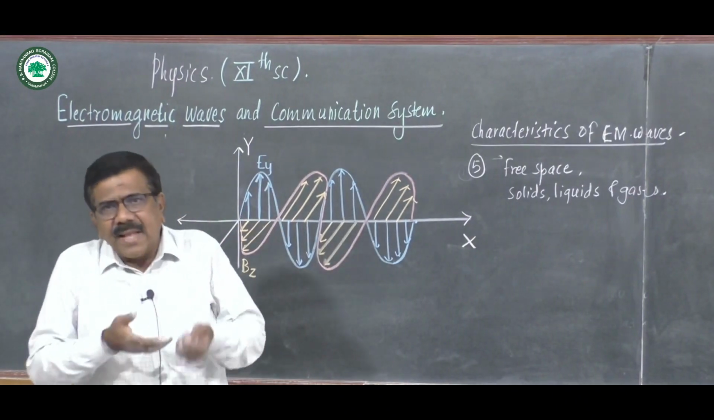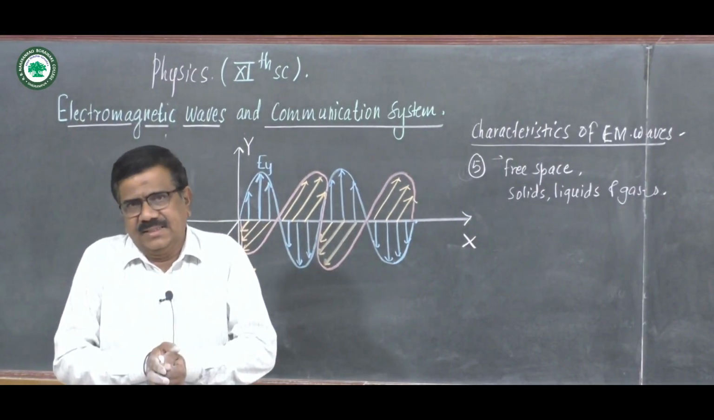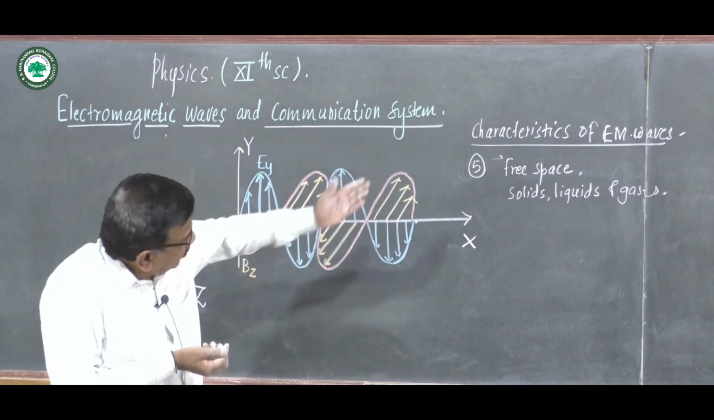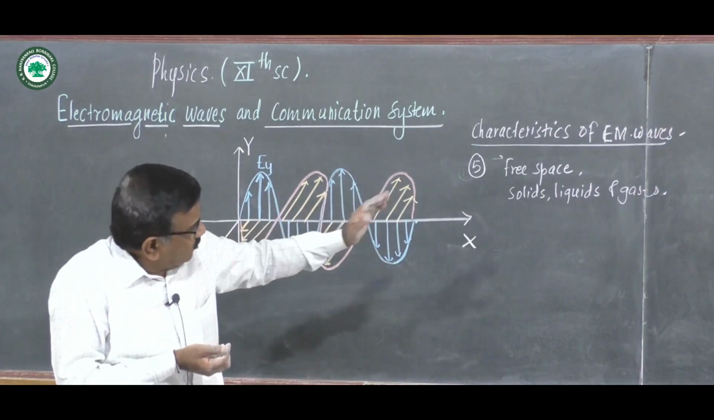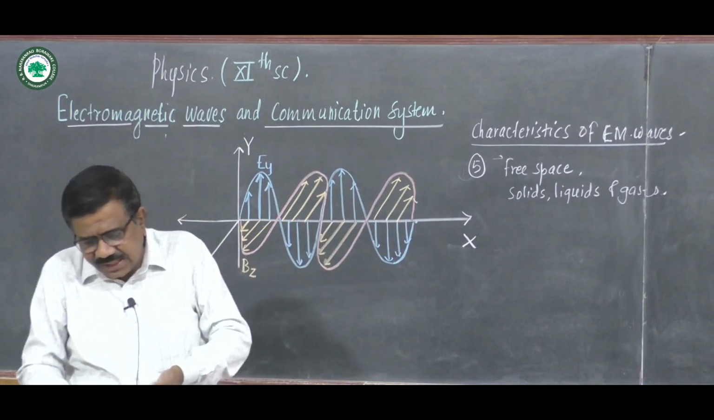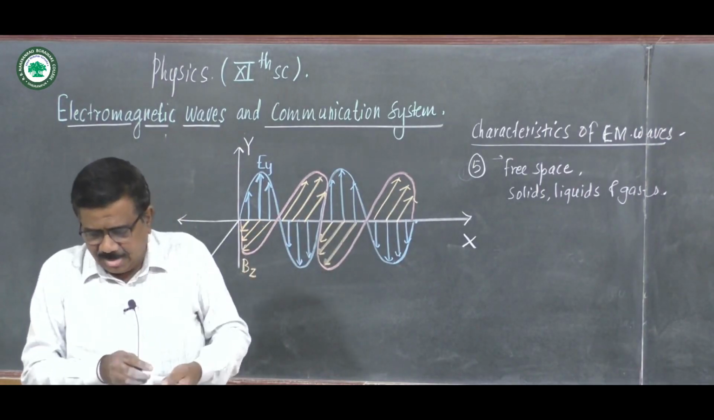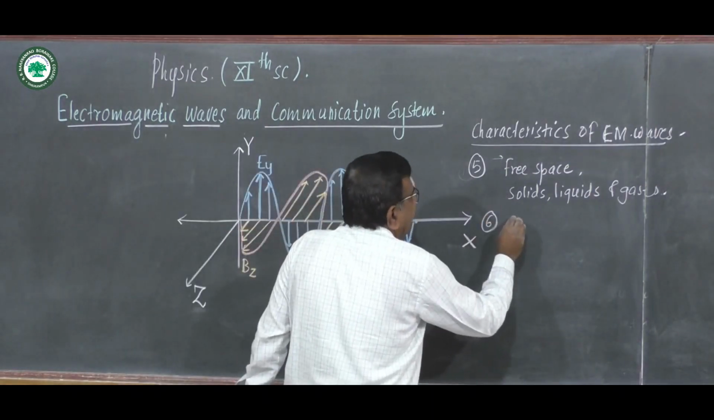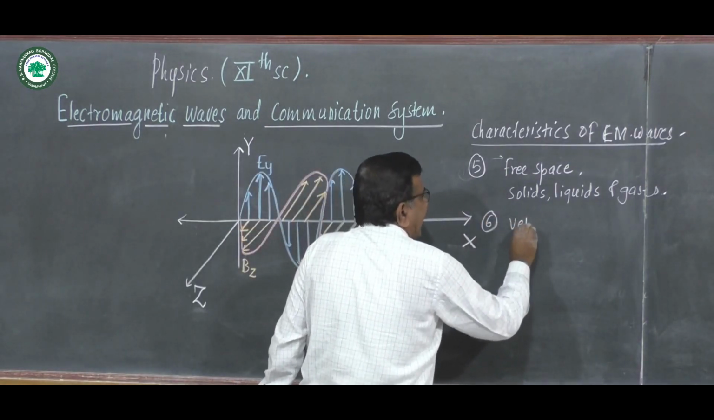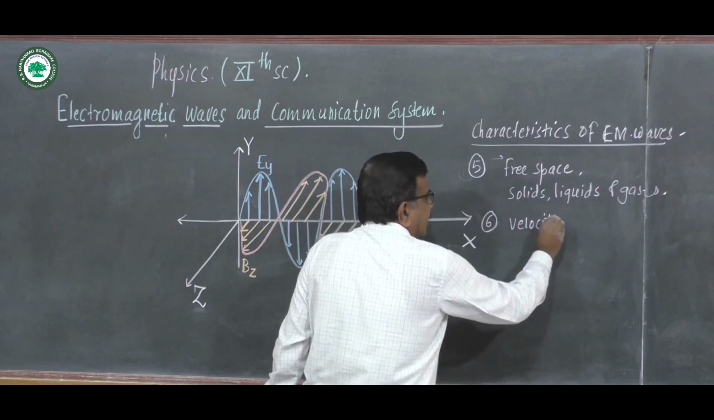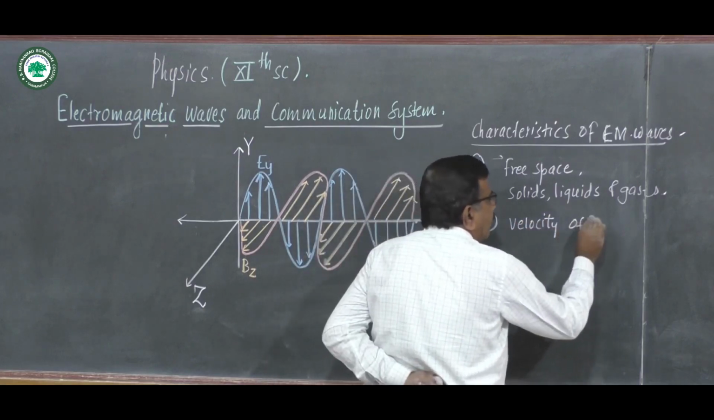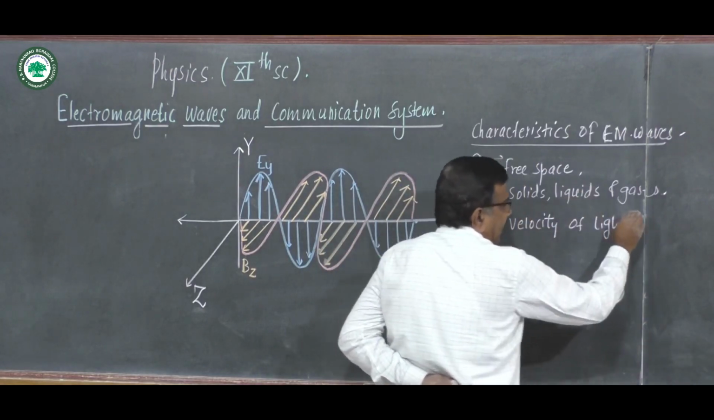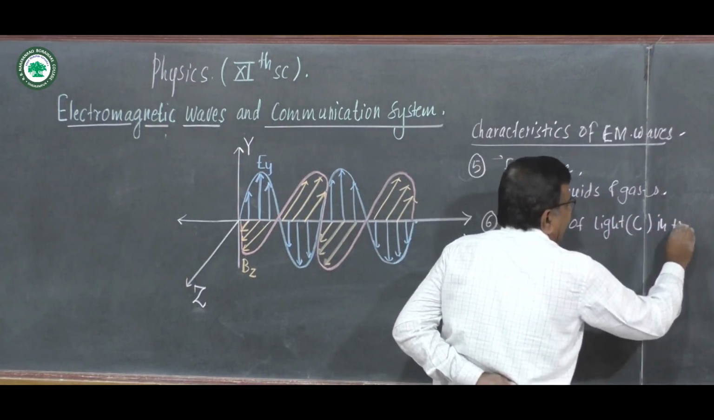Also, light from the sun reaches the earth. Most of the space is vacuum, so they can travel through free space. Also, they can travel through solids, liquids and gases. In free space, they travel with the velocity of light. These waves travel with the velocity of light, which we denote by c, in free space.